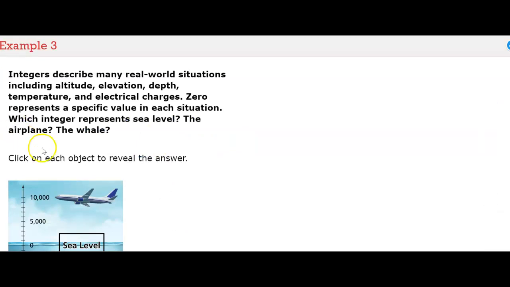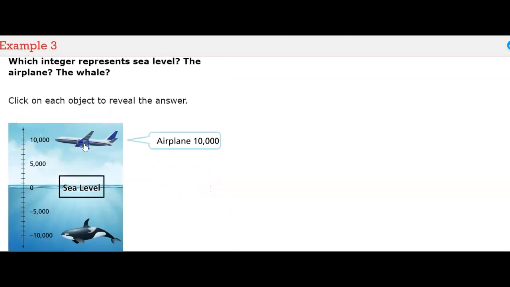Integers describe many real-world situations, including altitude, elevation, depth, temperature, and electrical charges. 0 represents a specific value in each situation. Which integer represents sea level? The airplane. The whale. If we click on the airplane, that's 10,000 feet above sea level. Sea level is 0. And the whale is -10,000, below sea level. So the integer that represents sea level is 0.